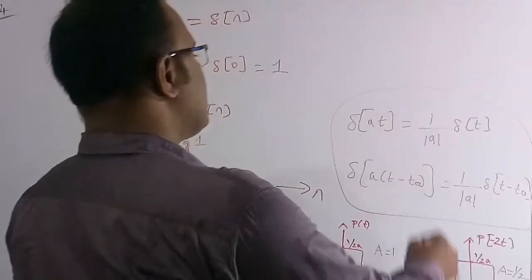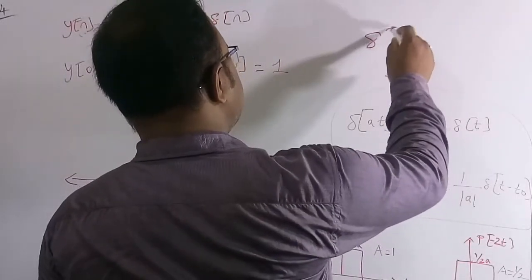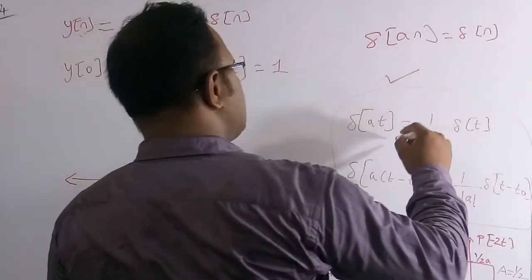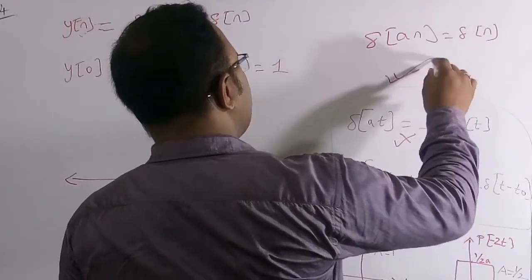So here this is for the continuous time case, but for the discrete time case always delta of n is equal to delta of fn. But this is for the continuous time and this is for the discrete time case. Now we are going to solve the 15th question.